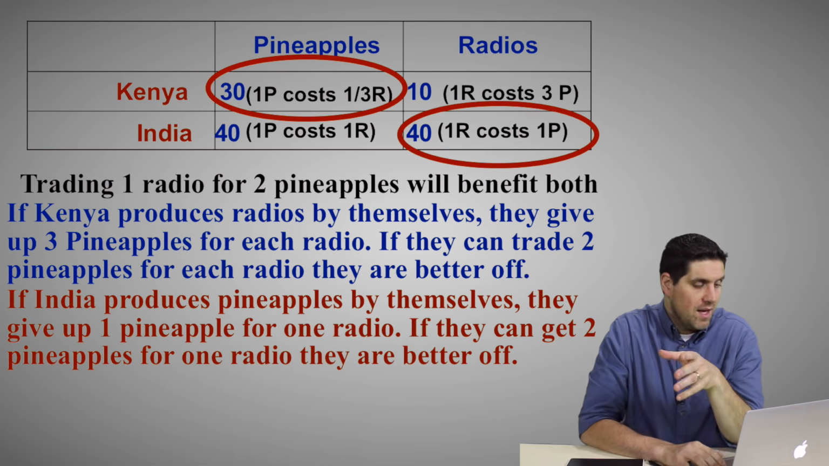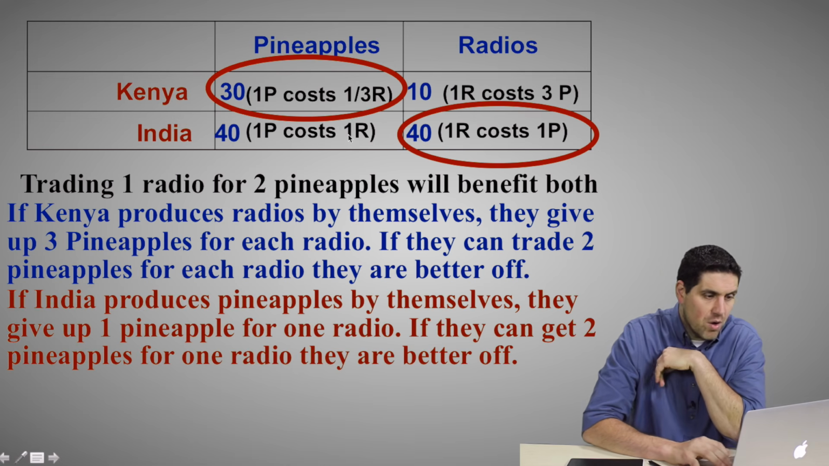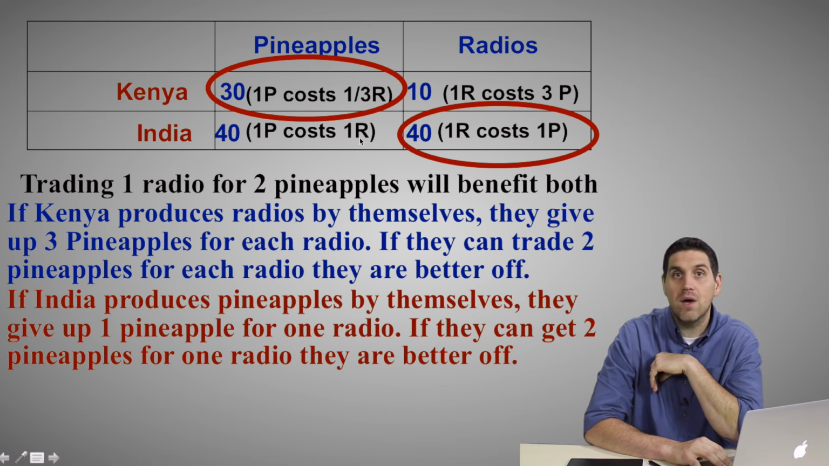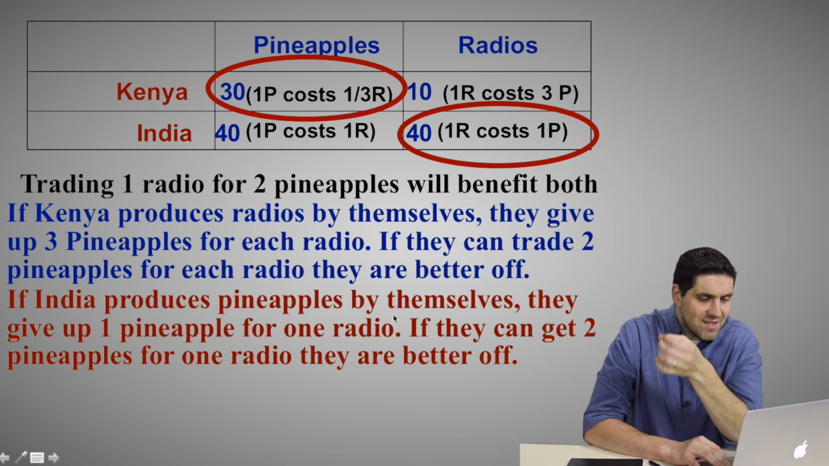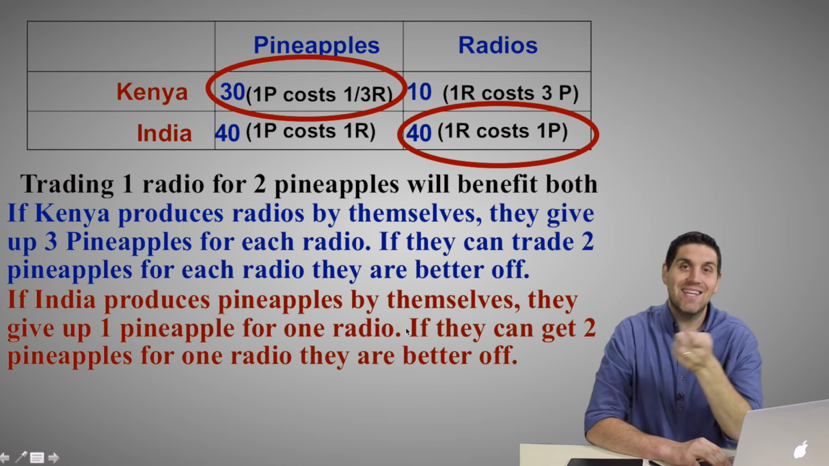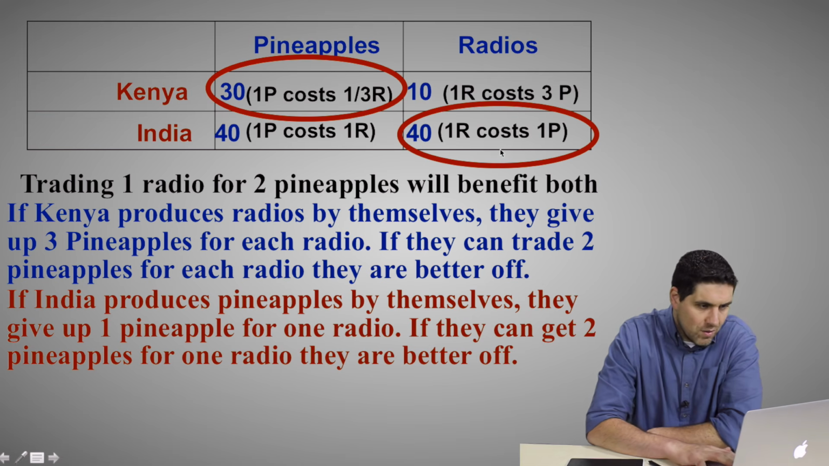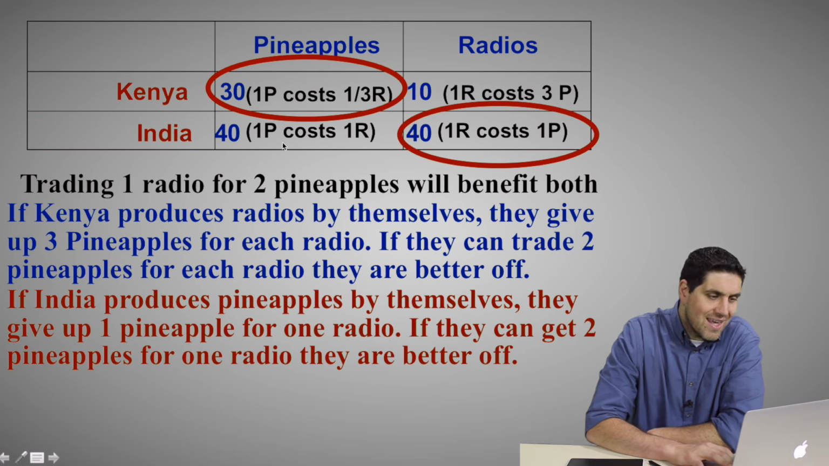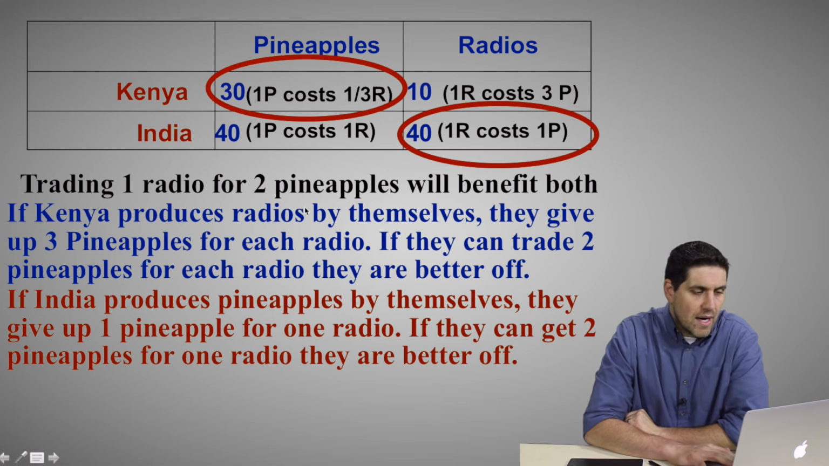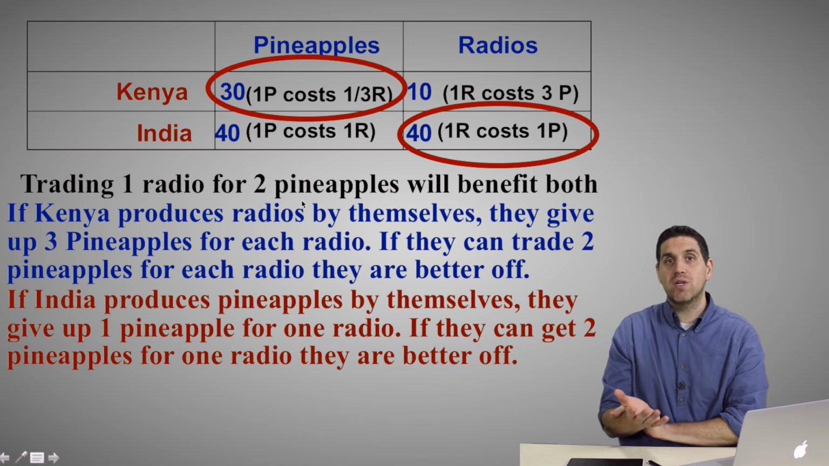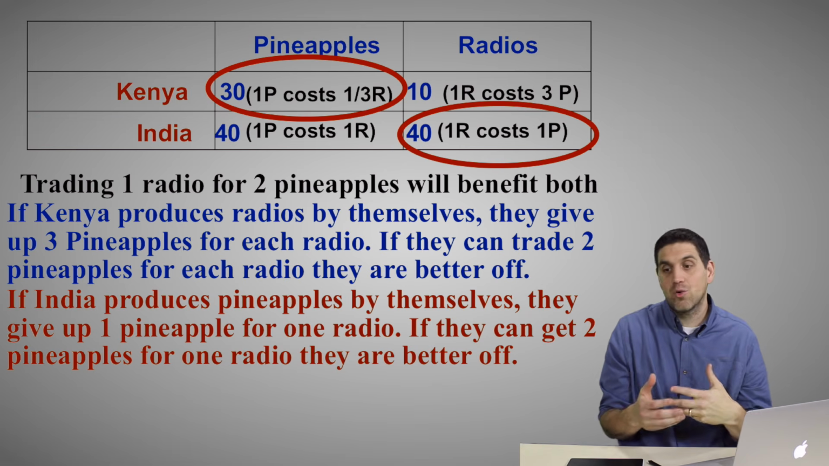But now let's look at India, right? They can produce pineapples on their own. If they do, it's going to cost them 1 radio, right? So they produce a pineapple, and it's going to cost them 1 radio. But in this case, they can give up 1 radio and get 2 pineapples, right? They give up 1 radio, because they're specializing in radios, and get 2 pineapples, as opposed to giving up a radio and getting only 1 pineapple themselves. So 1 radio for 2 pineapples benefits both countries, and that's a terms of trade that is great for both of them.